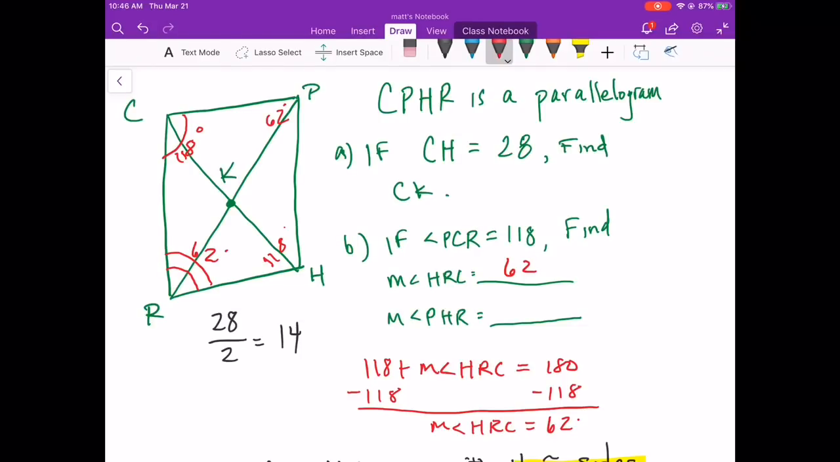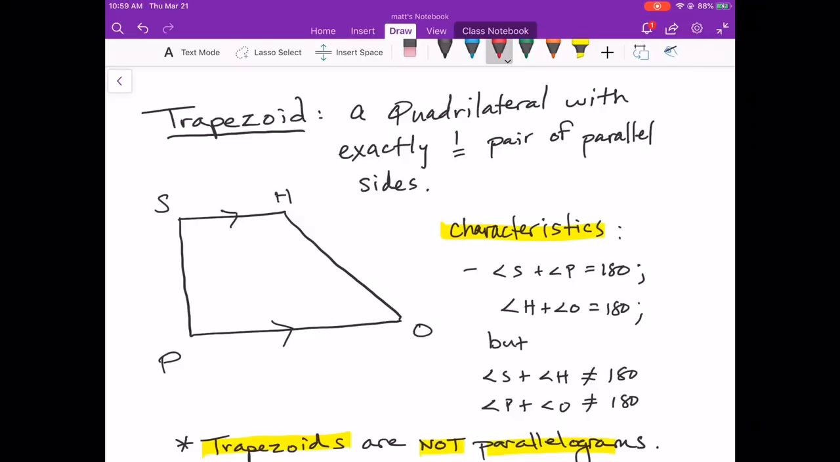Well, look, they ask us what PHR is, P to H to R. That's this angle here, and they're congruent, so this is 118 degrees. Now I'm going to talk about a quadrilateral that's not a parallelogram.